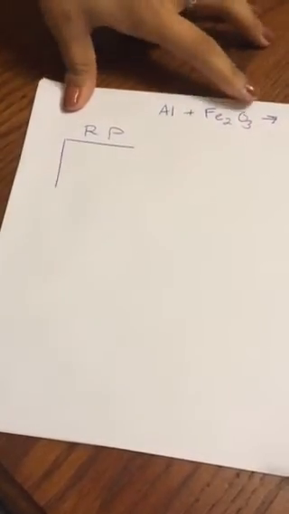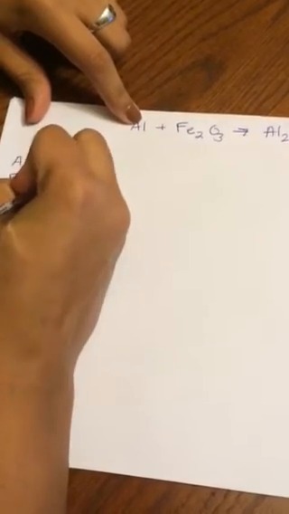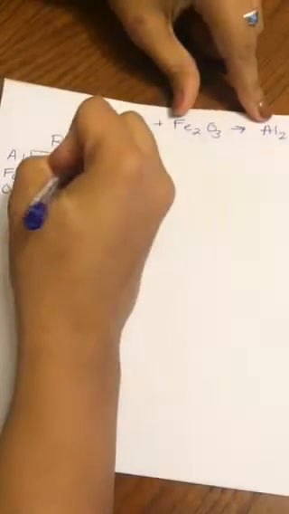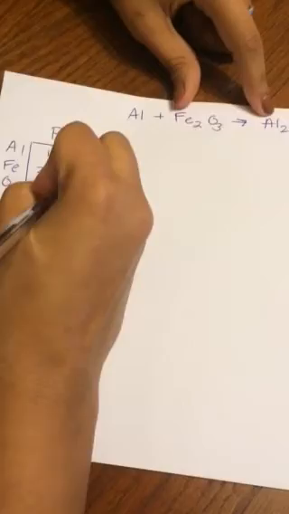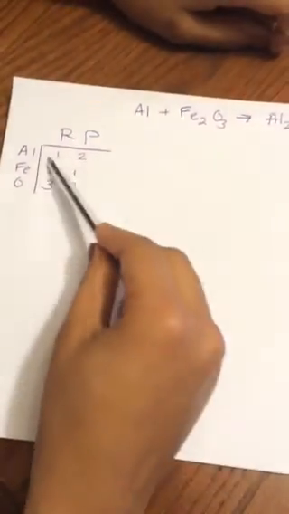I've got three elements: aluminum, iron, and oxygen. So Al, Fe, O. On the reactant side, I have one aluminum, two irons, three oxygen. On the product side, we've got two aluminums, one iron, three oxygen. And so I'm going to go ahead and try to balance the aluminums out first.